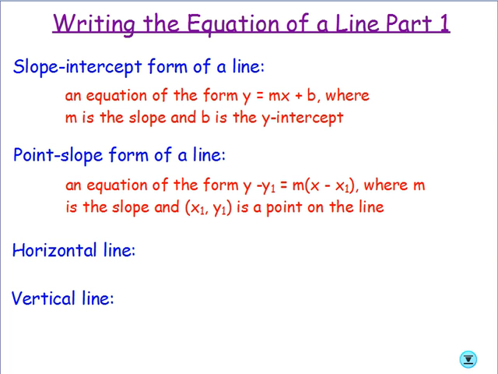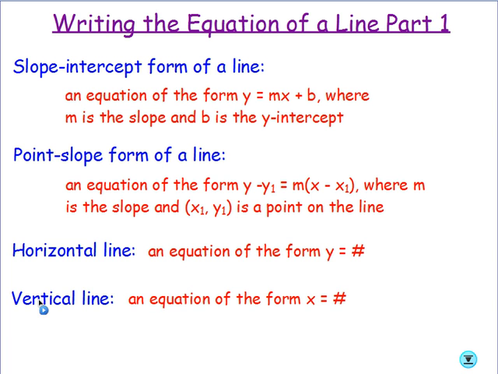And then this is just a little bit of review because you will hear these words again. A horizontal line is an equation of the form y equals a number. Remember, in these equations, there's absolutely no x value. And a vertical line is just the opposite: an equation of the form x equals a number. In other words, there's no y anywhere in your equation.